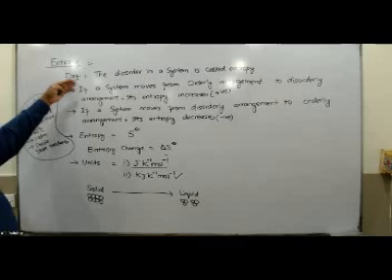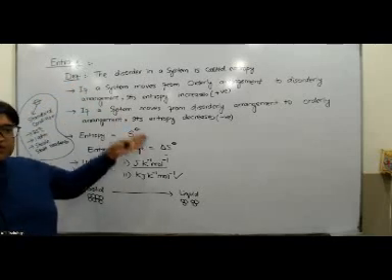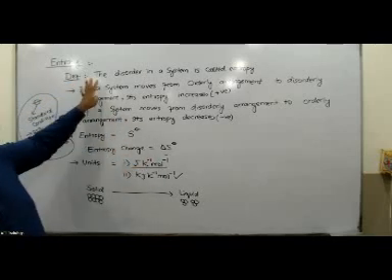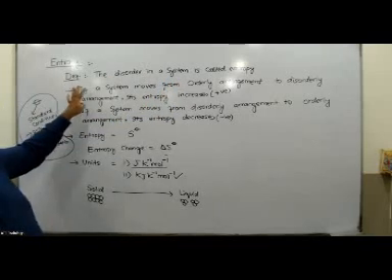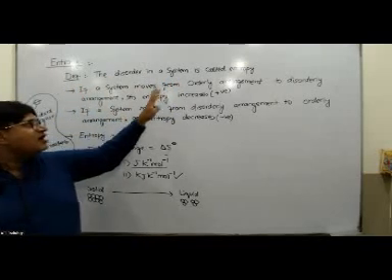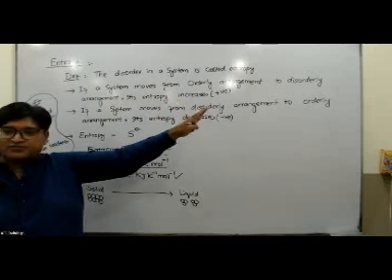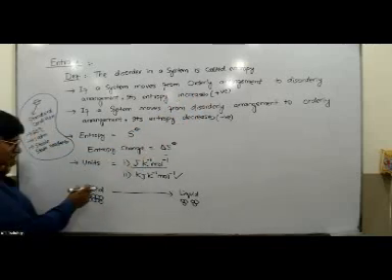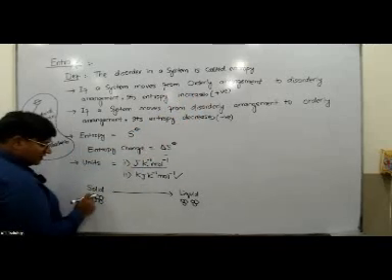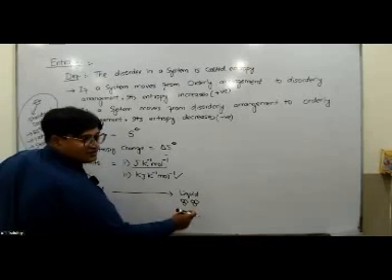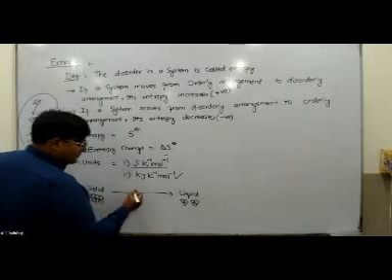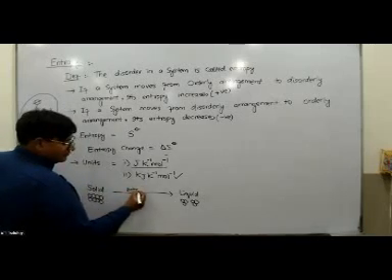So I'm going to repeat this whole thing one more time. First thing, the disorder in a system is entropy. The second thing, if a system moves from orderly to disorderly arrangement, entropy increases. So if you see solid to liquid, this is the ordered arrangement and this is the disorderly arrangement, so entropy increases.